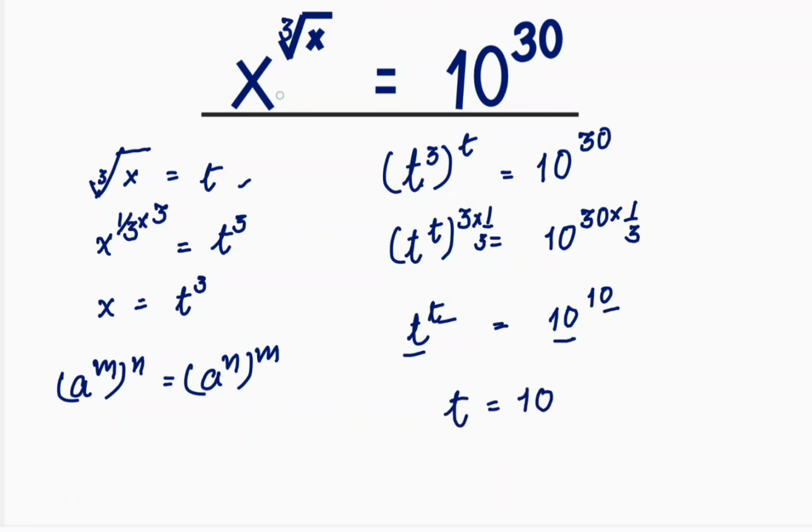Now it's easier to find the value of x because t is the cube root of x. So simply take the cube on both sides, which means x is equal to 10 cubed, or 1000.